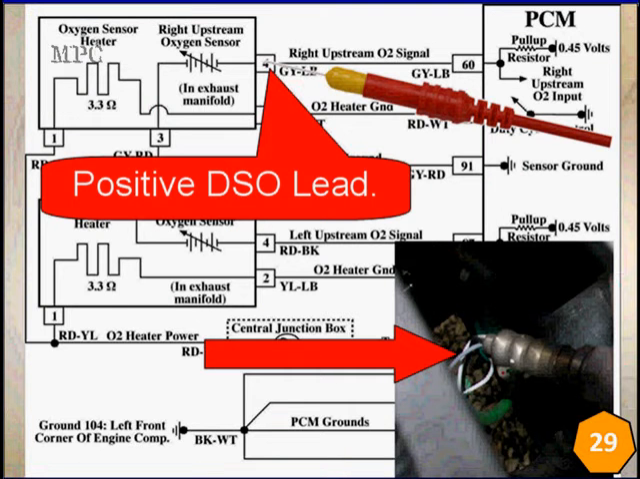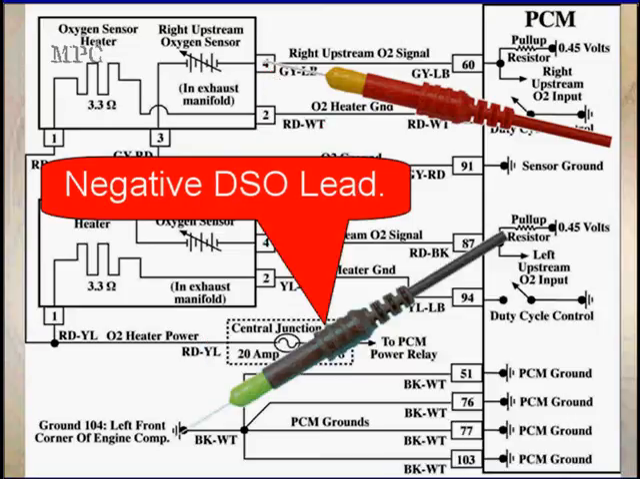Now, how do we connect it? We're going to hook our positive lead into the signal. This is the right upstream O2 signal on this particular vehicle. It's pin number 4 on the O2 sensor. It could be pin 60 on the PCM for this particular vehicle. So that's our positive lead. Our negative lead, we're going to show this going to ground.